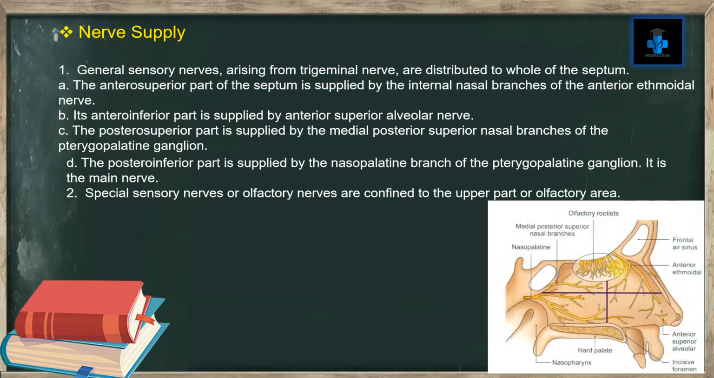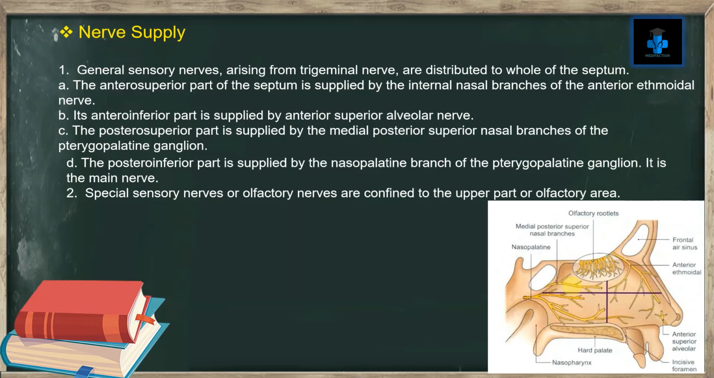B. The antero-inferior part is supplied by anterior superior alveolar nerve. This is the anterior superior alveolar nerve which supplies the antero-inferior part. Now see, the posterior-superior part is supplied by medial posterior superior nasal branch of the pterygopalatine ganglion, which is nothing but here. This is the medial posterior superior nasal branches which supplies the posterior superior part.